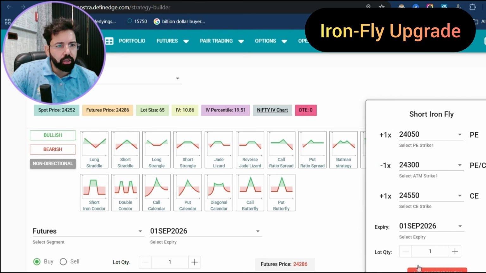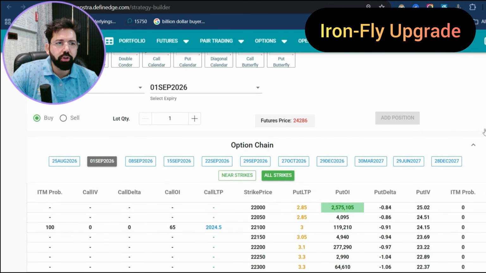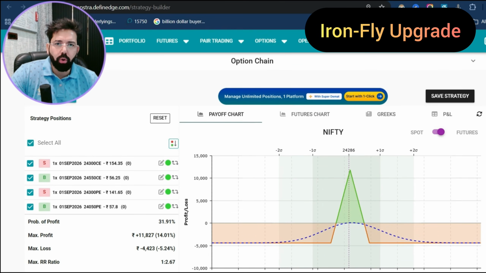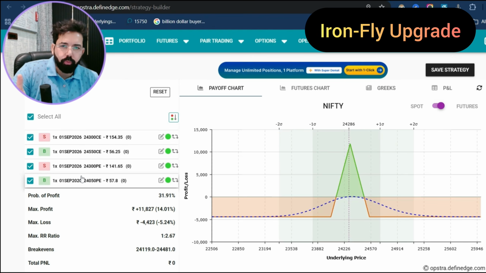Here, what you see is IronFly. IronFly is what basically? It's very simple. It's a combination of selling at the money call, as you can see here. We've sold 24,300 call, 24,300 put, right? We sell at the money because at the money has maximum theta decay. And then we look to buy an option. We go above 200 points, 300 points, depends on you. And then we buy the put as well, right? It looks simple. It is simple.